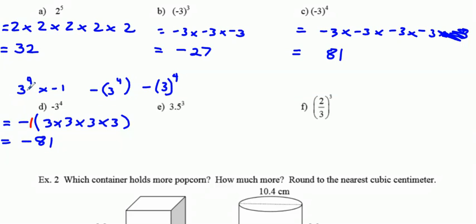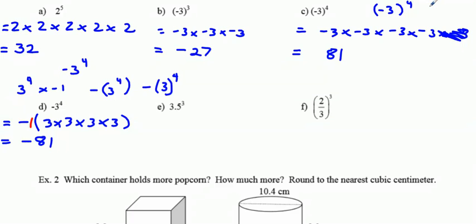Any of those are going to give you, hopefully, -81 as your answer. Some of you might be able to put in this just as is, -3 to the 4th. And depending on your calculator, you might actually get the -81 answer. Practice over here with this one and see what happens. When you put it in a bracket, you should always get the correct answer.